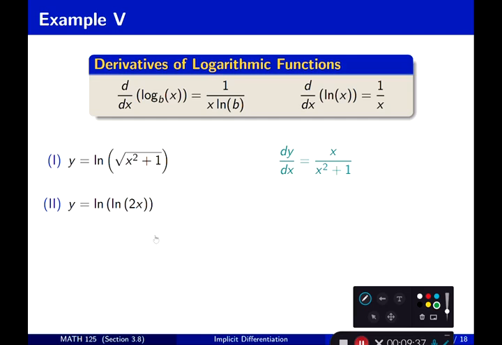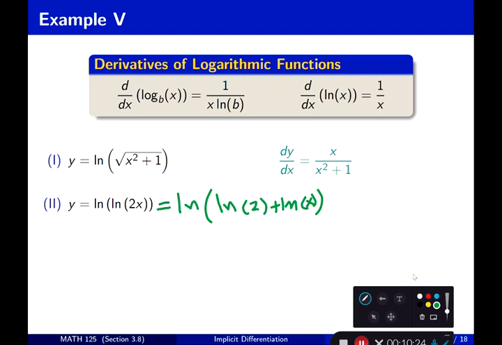Example 5, part 2. Let's try to take the derivative of natural log of 2x. There's one law of logarithm that I can use that makes y equal to natural log of 2 plus natural log of x. And so now let's try to take the derivative of this.